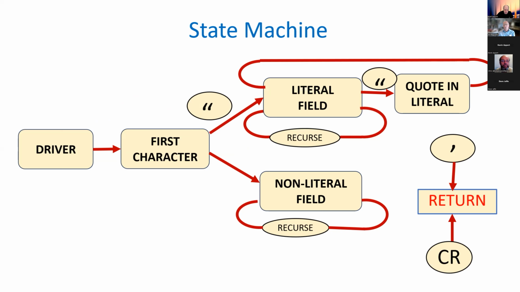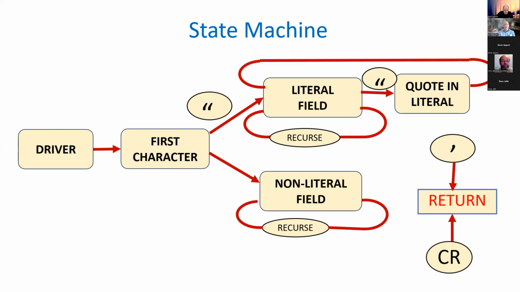When it finds a comma over on the right-hand side, we see that it will return. Now, at this point, the scanning has been recursive, so upon a return, it threads backward through each state, repetitively working its way back to the first character, and then back to the driver. If a double quote was encountered, then it takes the upper path, and it says this is a literal field.